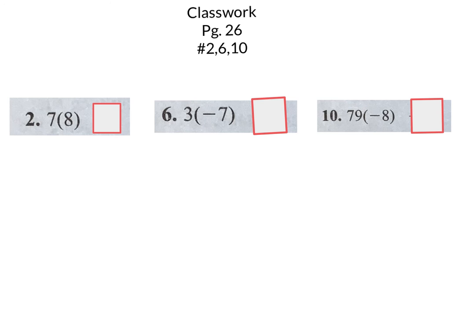All right, let's go over these. Number 2, how many negatives do I have? None. So this is positive 56. What about 6? How many negatives do I have? So this is going to be negative 21. 10, how many negatives do I have? This is going to be negative 632.